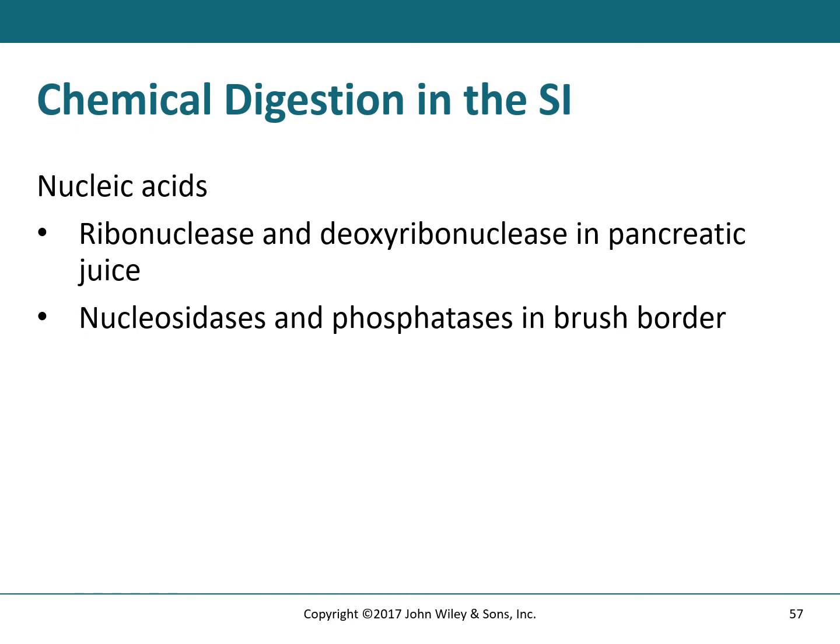Finally, nucleic acids are broken down via these two enzymes, ribonuclease and deoxyribonuclease, secreted from the pancreas, and nucleosidases and phosphatases secreted by brush border cells. So these are all the different enzymes that are secreted and are working in the small intestine.